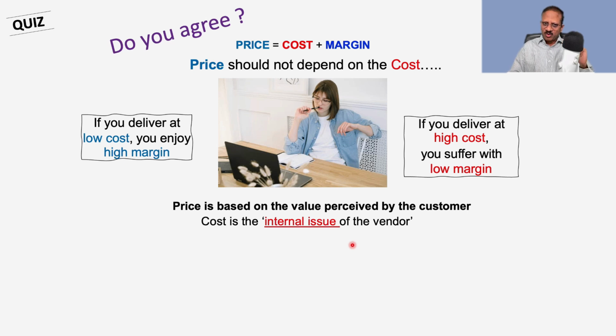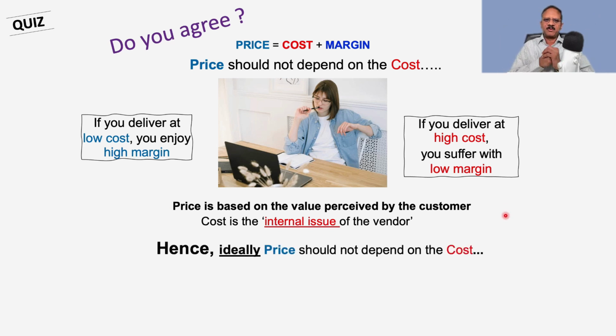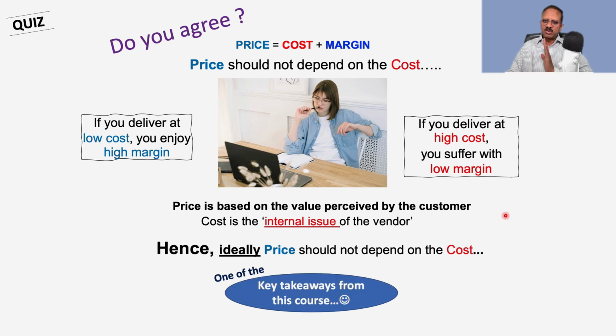This is the key takeaway from this video. If you deliver at a low cost, you enjoy high margin. In this example, if you deliver within 65K instead of 75K, you enjoy better margin, 25K. If you deliver at a high cost, your margin will come down. As simple as that. Hence, ideally, price should not depend upon the cost. This is the key message and the key learning from this video.